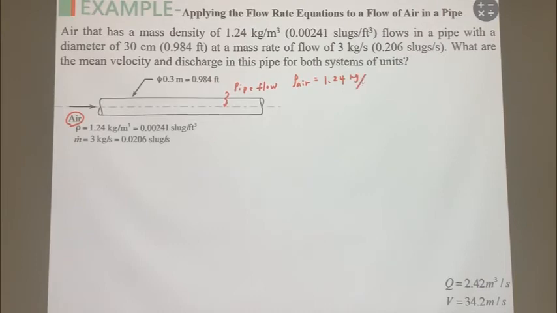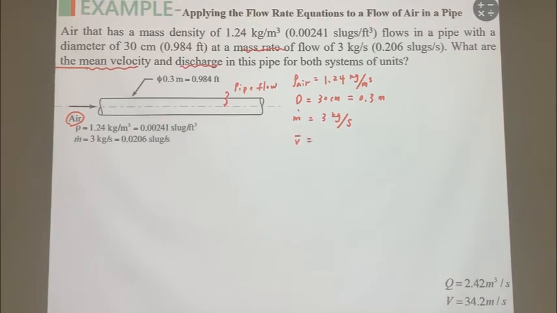So we have the air, and we tell you the density of the air is equal to 1.24 kilograms per meter cubed. And then I tell you the diameter of the pipe is 30 cm, which is equal to 0.3 meters. I also tell you the mass flow rate, m dot, is 3 kg per second. So I wonder what the mean velocity is and what the discharge is.